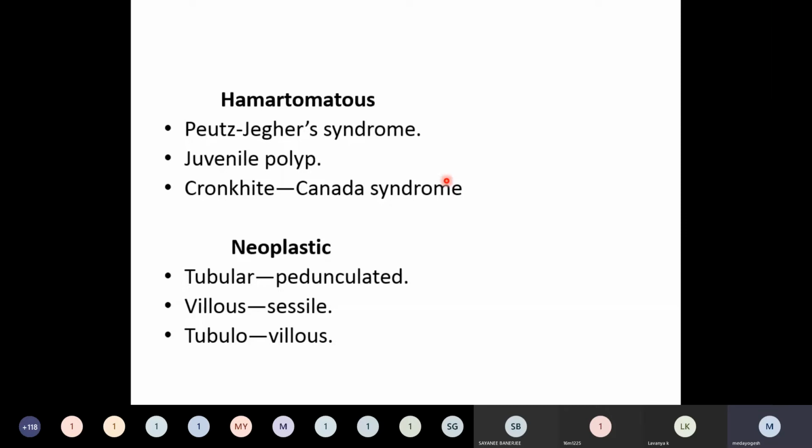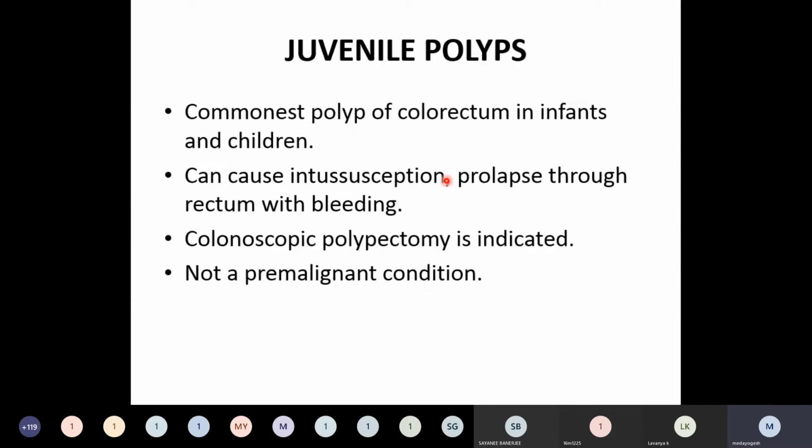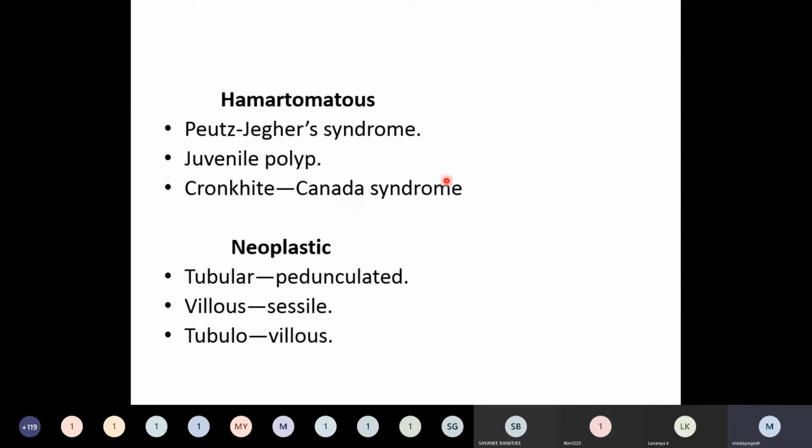Then the next variety is the neoplastic polyps. Usually they are divided into three types: tubular, villous, or tubulovillous. Usually tubular polyps are pedunculated and villous ones are sessile. We'll just discuss the juvenile polyp and the Peutz-Jeghers syndrome, which are commonly seen in clinical practice.